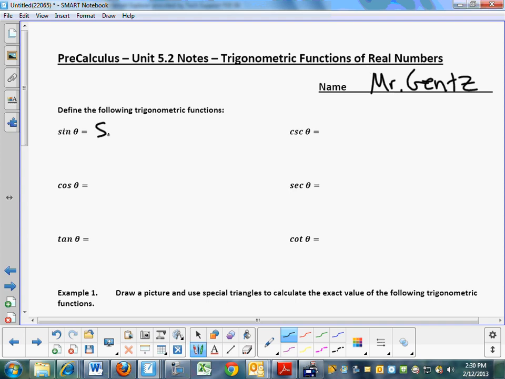This reads sine of theta. That's what that says. Theta is a Greek letter. I said this yesterday for TH. We put a T and H together. They just have the theta symbol.